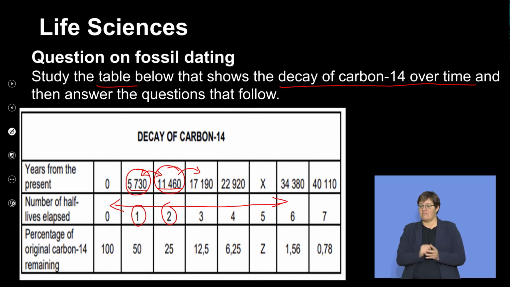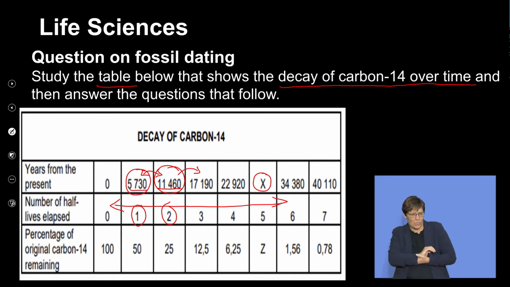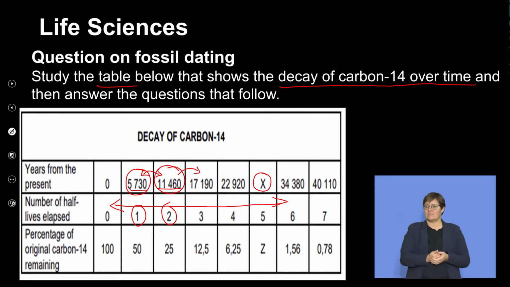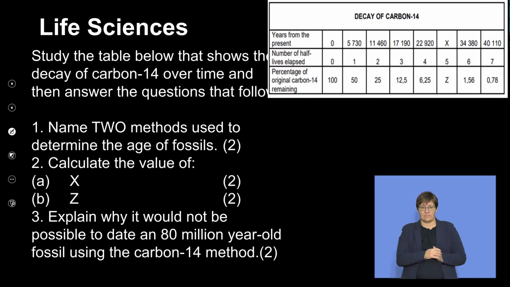So if we had to work out what x is, how would we know what x is? We would take 22,920, add 5,700, and we would actually be able to get the value of x. Okay, now let's have a look at the questions.